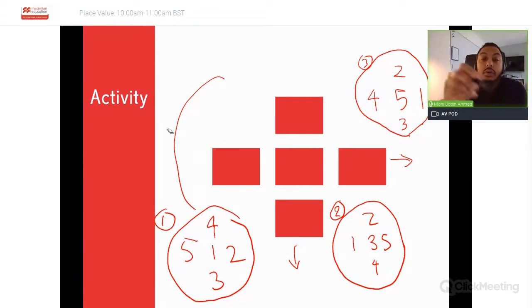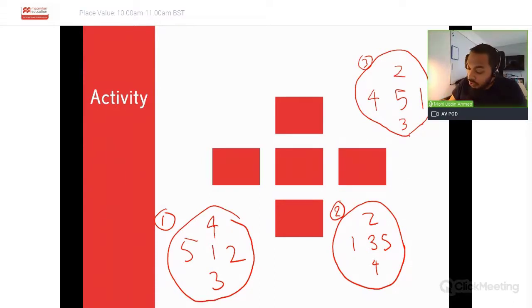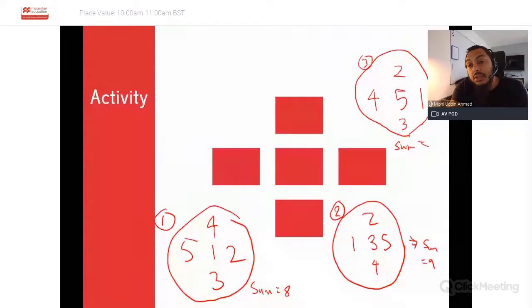Okay, so we've got 3 solutions to think about. Now, when we look at these 3 solutions, we can see that when we add the vertical number cards, 4 plus 1 is 5, plus 3 is 8, 5 plus 1 plus 2 is 8. And so in this one, the sum equals 8. In this one, the sum is 5 plus 3 is 8, 9. Sum equals 9. And in this one, the sum is 3 plus 2 is 5 plus 5 is 10. And so in this one, we've got sum as 10.